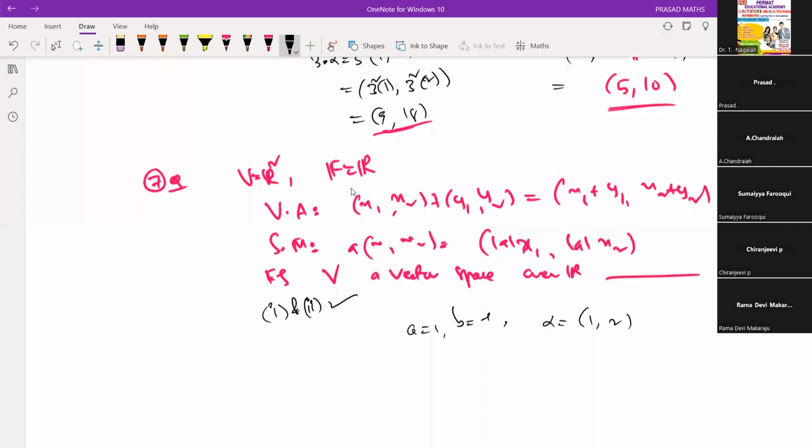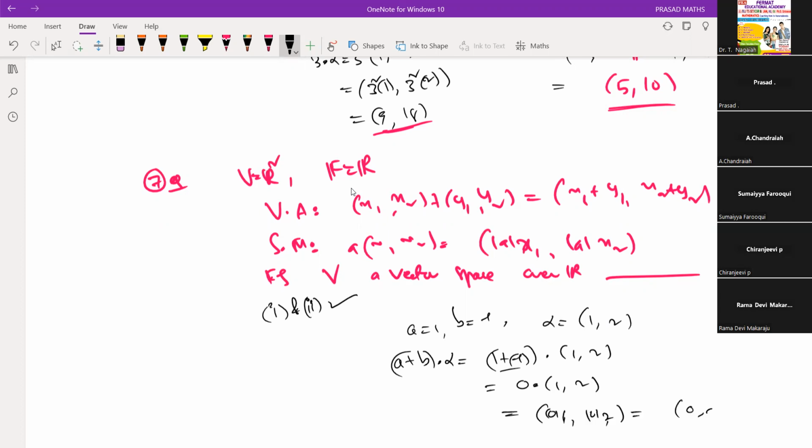Now (A plus B) into alpha. What is A plus B? First of all, this is 0. 0 into (1, 2) means (mod 0 times 1, mod 0 times 2), that means (0, 0). So the left side is the zero vector.